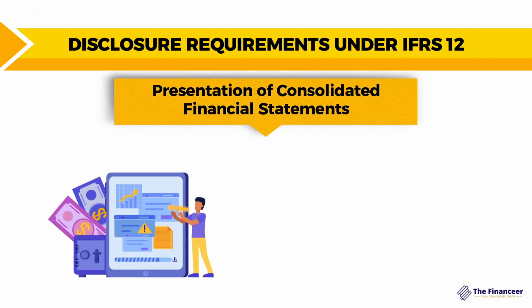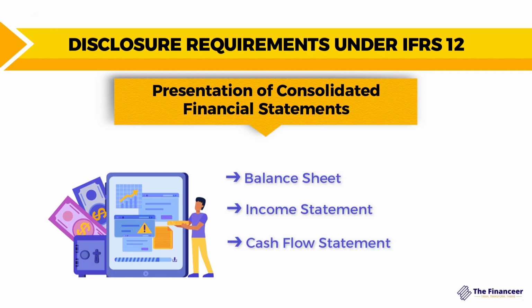Consolidated financial statements provide a holistic view of the group's financial position, performance, and cash flow. So let's break down the key components. Balance sheet, which is the statement of financial position: the entity must provide presentation of consolidated assets, liabilities, and equity. And when it comes to the statement of profit or loss, the entity must provide consolidated revenue, expenses, gains, and losses. And also the entity must provide a consolidated statement of cash flows, which combines the operating, investing, and financing cash flows for the group.